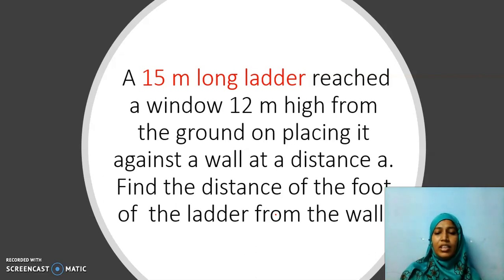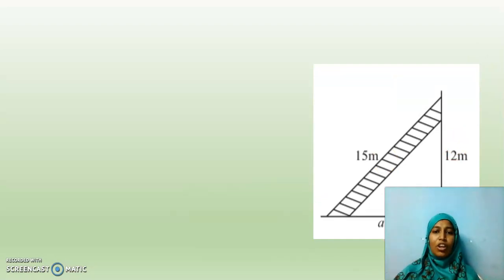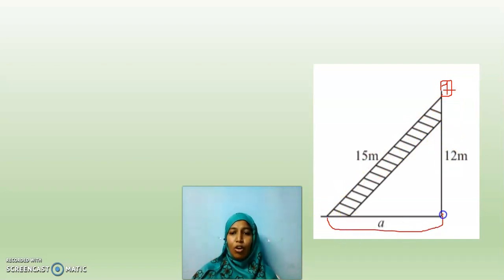Okay, children. Here is the diagram, and if there is some mistake in it, correct it. Otherwise, you can have your own diagram. See here. This is the diagram that we have in your book. It is in your book itself. Here is the window. To reach this window, I have placed a ladder and it is at a distance from the wall. This is the wall, and in this wall we have a window at a height of 12 meter and this ladder is 15 meter.